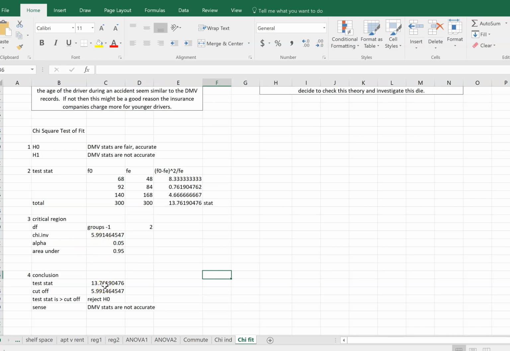Now, some would say, well, yeah, so you rejected at 5%. Would you reject at 1%? That's a totally separate question, all right? Part B. Would you reject at 1%? Well, I can easily change this to 1%, 0.01. Once things are automated, now you can change it pretty quick. Alpha is 1%, means the area below is 99%, means my cutoff is 9.21.